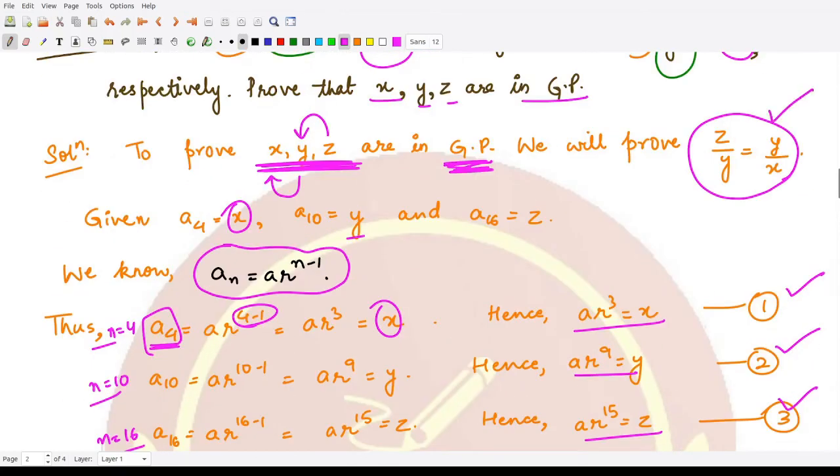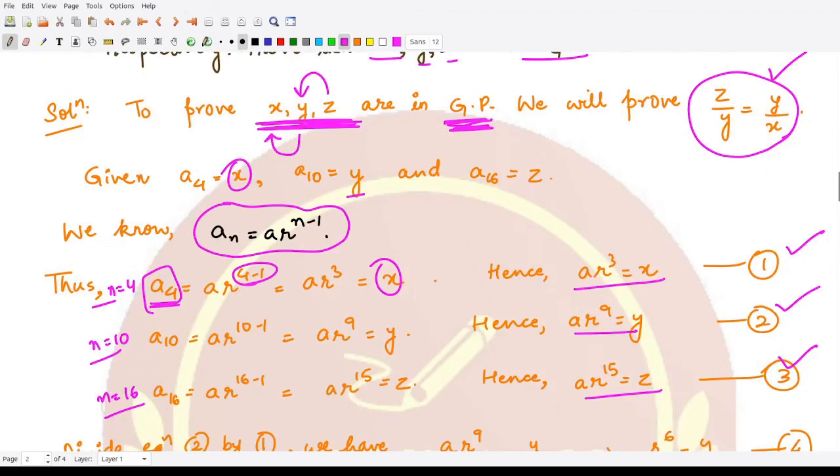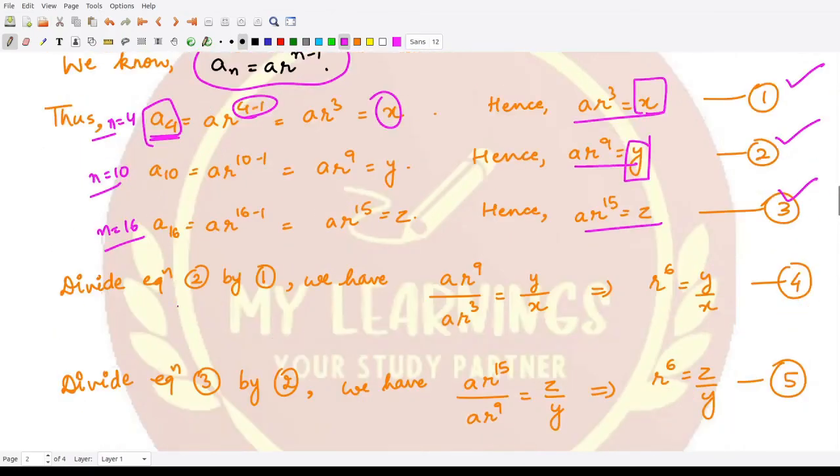Now look at this result. We wanted to prove this. In order to calculate y upon x, we need to divide this by this. That means we need to divide equation 2 by equation 1. Doing so, we have y upon x on the right hand side, and on the left hand side we would have a r raised to power 9 divided by a r cube. Correct? So the a and a cancel, and we are left with r raised to power 6. The powers subtract, so we have r raised to power 6 is equal to y upon x. Let's mark this as equation number 4.